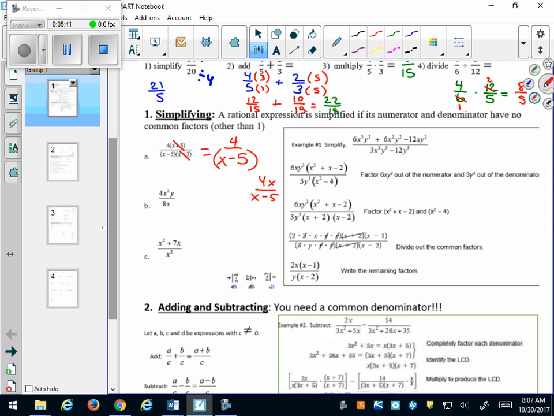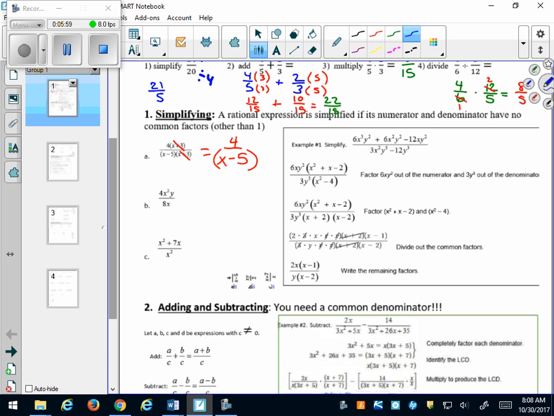Is x a factor on the top? Yes. Is x a factor on the bottom? No. So you can't cancel that way. All right, so just be careful that you're thinking of them as the whole factor as a unit itself, and they have to have exactly the same factors to be able to cancel.